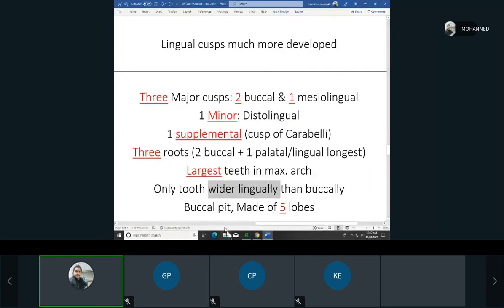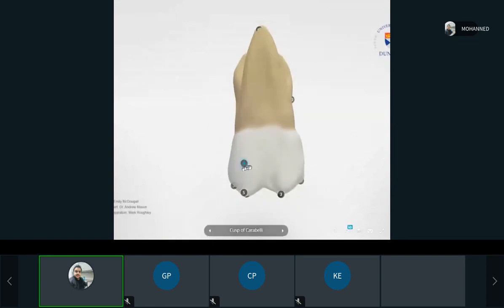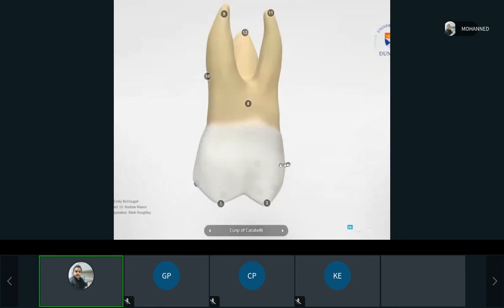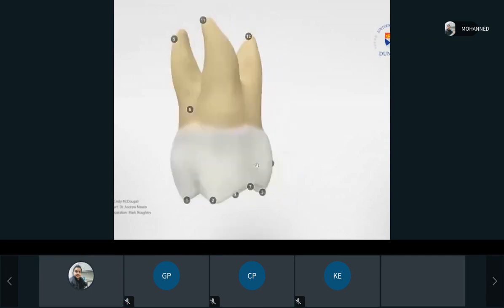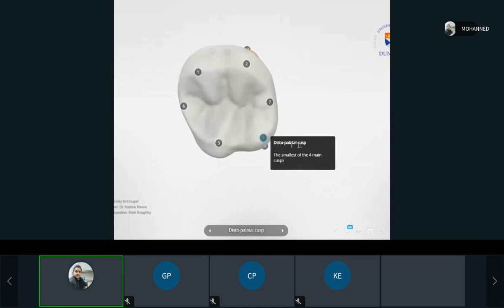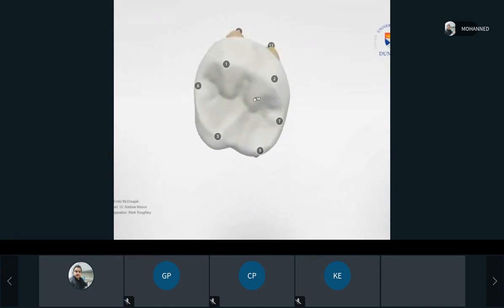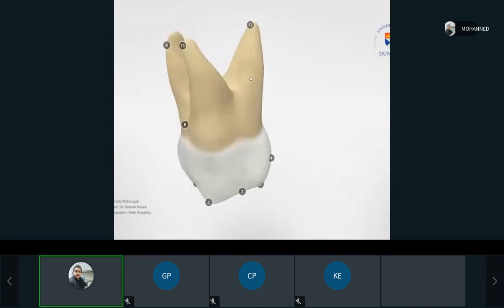So if we look at it here, this is the lingual side. So the width here of the lingual side is larger than the width on the buccal side. Usually our teeth are more buccally wide than the lingual side of them. These are our cusps. Again, this is the smallest one, the distolingual or distopalatal cusp. And again, we have the cusp of Carabelli on the side here. And this is our longest root usually, which is the palatal root.